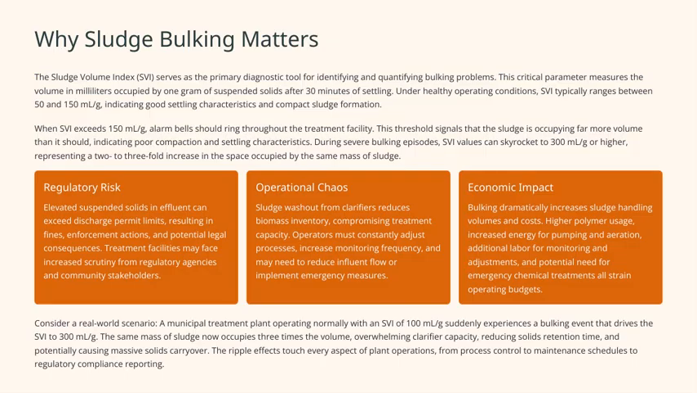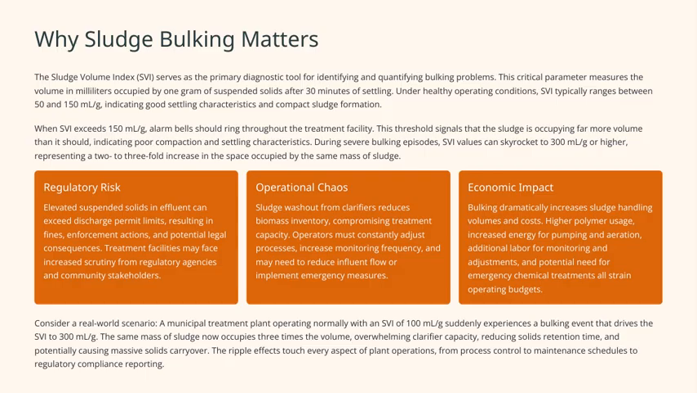Let's talk about why sludge bulking really matters in our treatment process. The key tool we use here is the Sludge Volume Index, or SVI. This measurement tells us how much space 1 gram of suspended solids takes up after 30 minutes of settling. Under normal, healthy conditions, the SVI should be between 50 and 150 milliliters per gram. This range indicates that our sludge is settling well and forming a compact mass, which is exactly what we want.